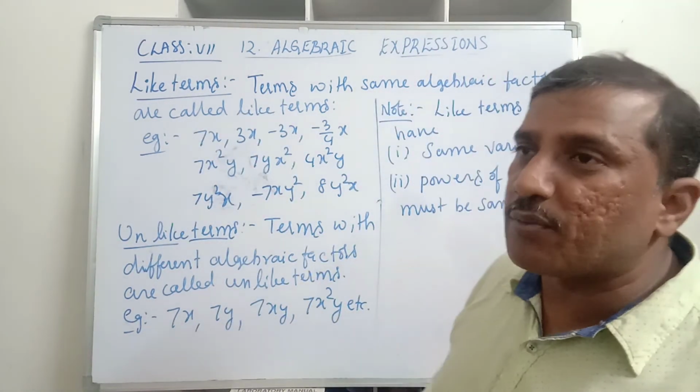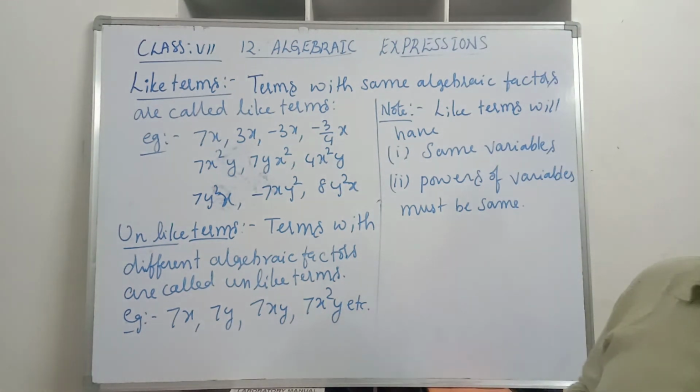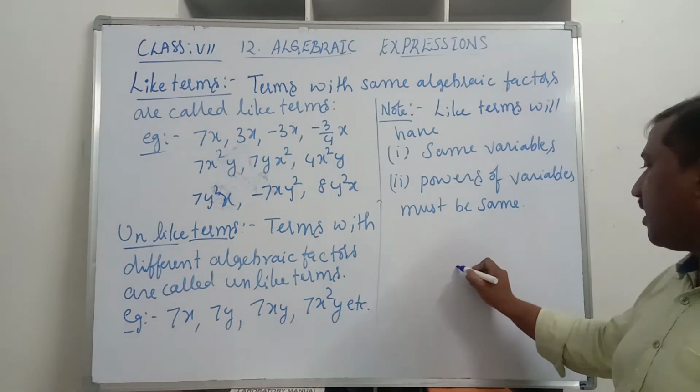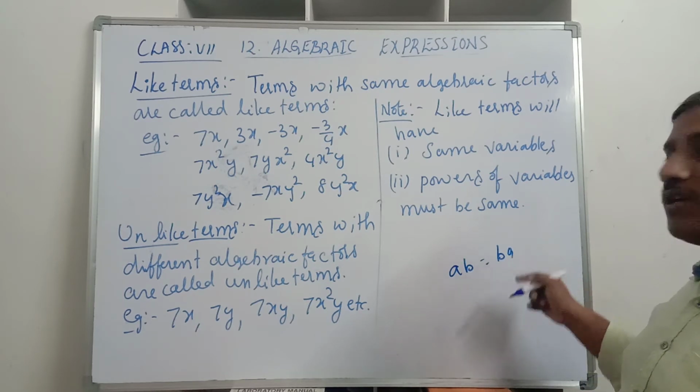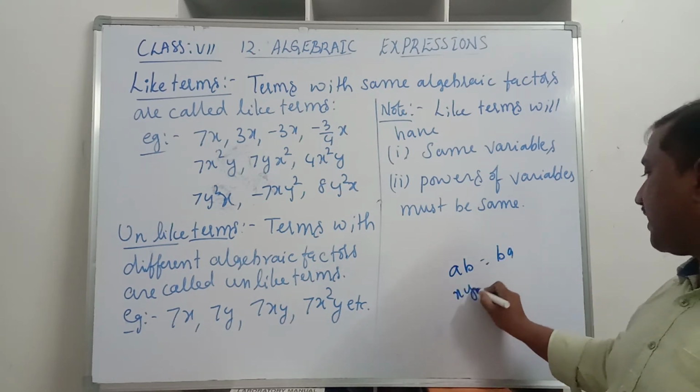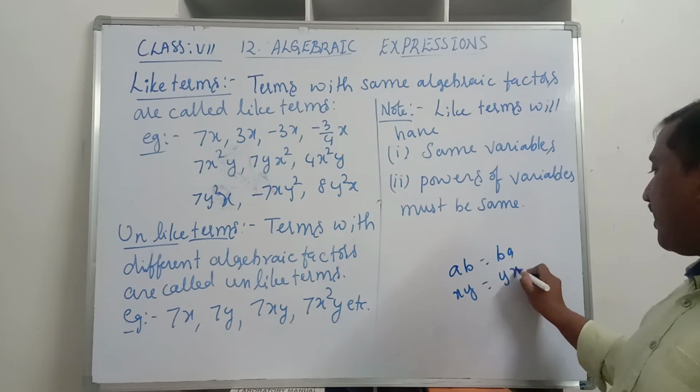That is the commutative property. A into B is equal to B into A. We have studied that AB is equal to BA, that is A into B is equal to B into A, which means x into y is equal to y into x.